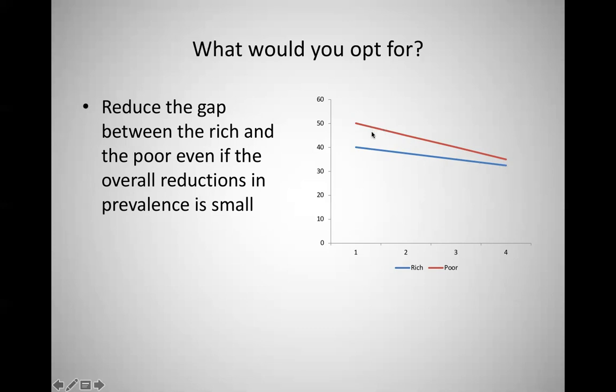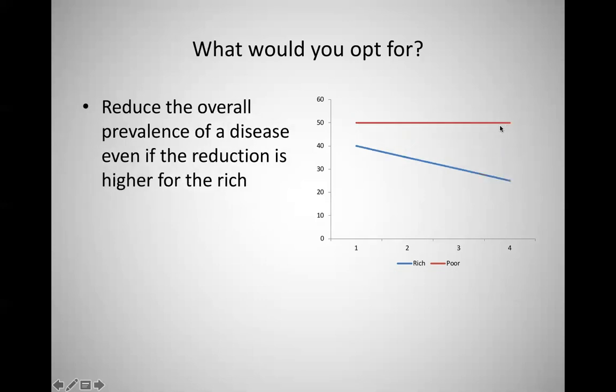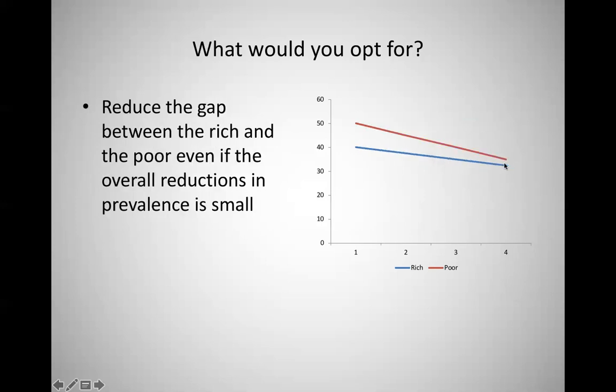However, the gap between the rich and poor will be smaller. As you see here, the gap is getting bigger between the rich and the poor, but the decrease is more steep, the decrease in the negative health outcome. In this one, the gap is small, but the decrease is also small. So that's the first question in the assignment.